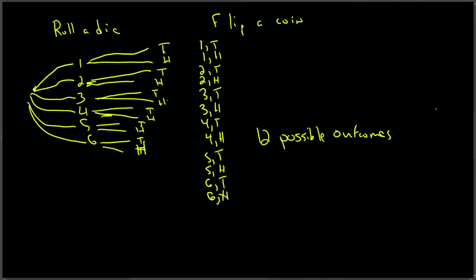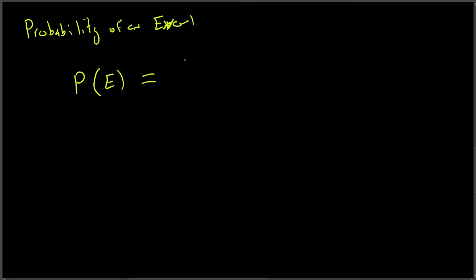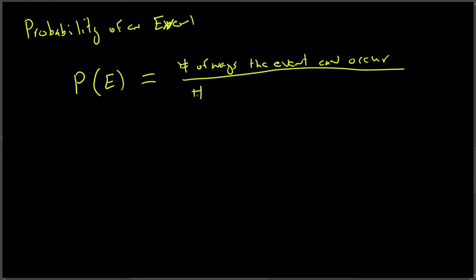And so the probability of something happening, the probability of an event, we'll call that P of E, is the number of ways the event can occur divided by the number of total possible outcomes.